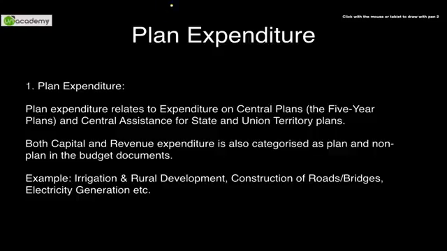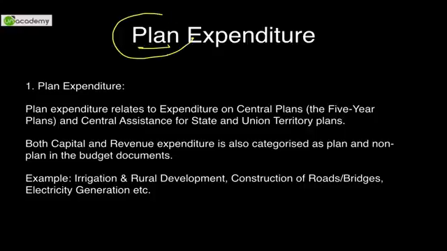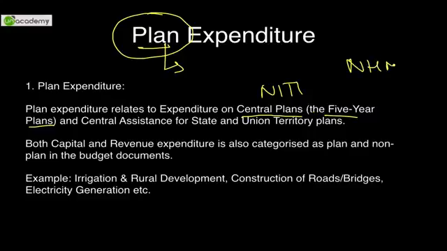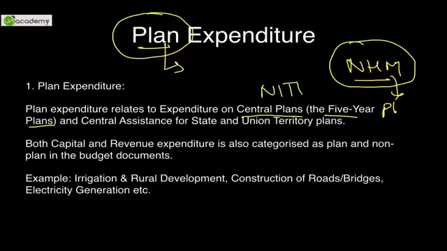The third form, or the second point under the type of expenditure, is planned expenditure or plan expenditure. As the name suggests, any kind of expenditure that has been mentioned in the central plans by the government. Earlier, they were the 5-year plans. Now, whatever they are going to come out with under Niti Aayog will be called plan expenditure. So, for the first time, if something like National Horticulture Mission is being launched, whatever expenditure will be done on National Horticulture Mission would be classified as planned expenditure.